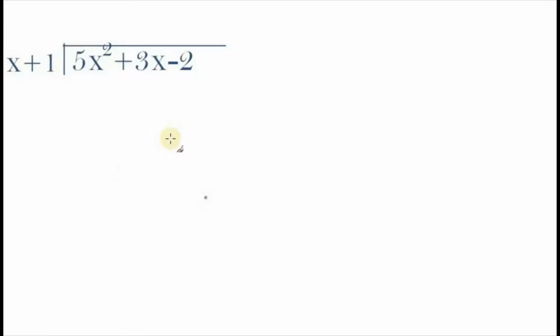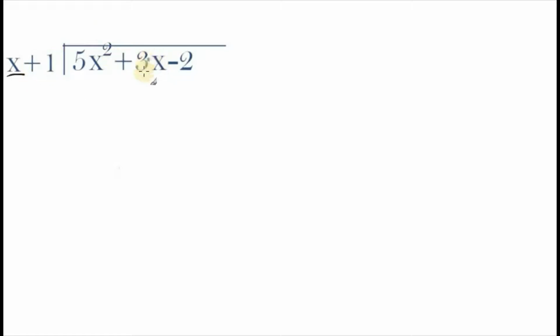Today I will show you how to solve polynomial long division problems. The first thing you're going to do is look at the polynomial being divided, and look at the first term. Here it's 5x squared. And you come over here where it has the x. What times x will give you 5x squared? So 5x will give you 5x squared.